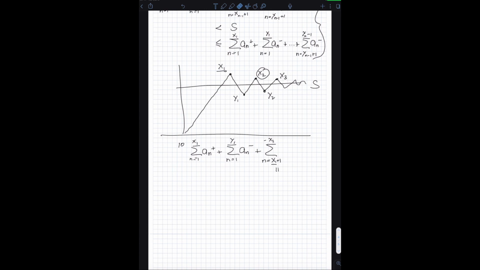Every time I'm adding numbers, I'm not going to repeat numbers. So if I've already added up the first x1 terms from the positive part of the sequence, the next time I'm adding anything from the positive part of the sequence, it will start from the x1 plus first term. I'm not going to add up the x1 term again and again, because that just destroys the purpose of the question. You need to make sure that every term is being added exactly once.